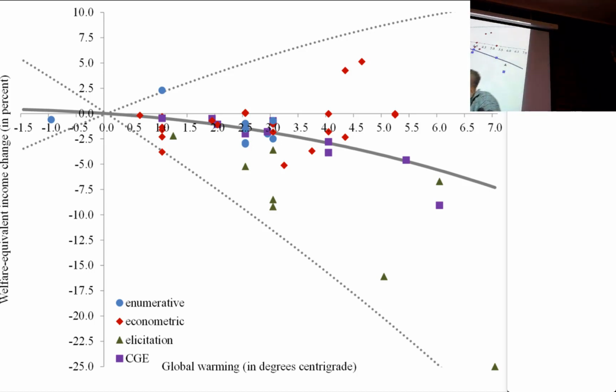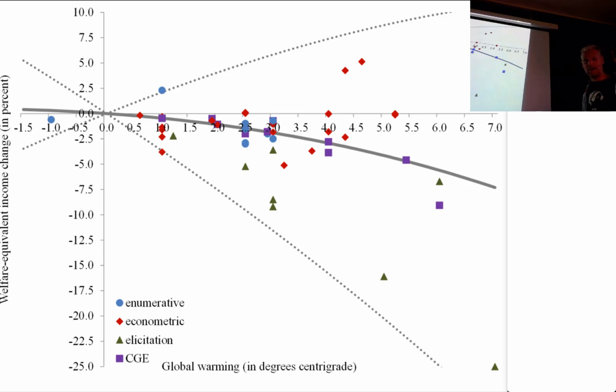Then the four methods that I talked about have different symbols. The elicitation studies, as you see, are probably the more negative ones. The econometric studies that I talked about before, Ricardian and other econometric methods, are probably the more positive ones. And then the enumerative and the CGE studies are somewhere in between. The gray line is a model fit to this, and we won't go into that. The dotted lines are the 70% confidence interval.